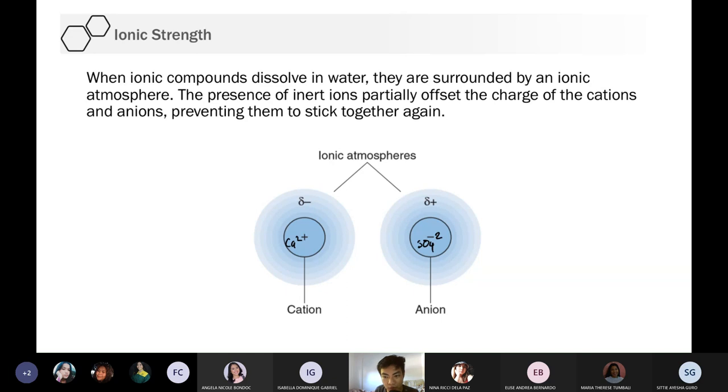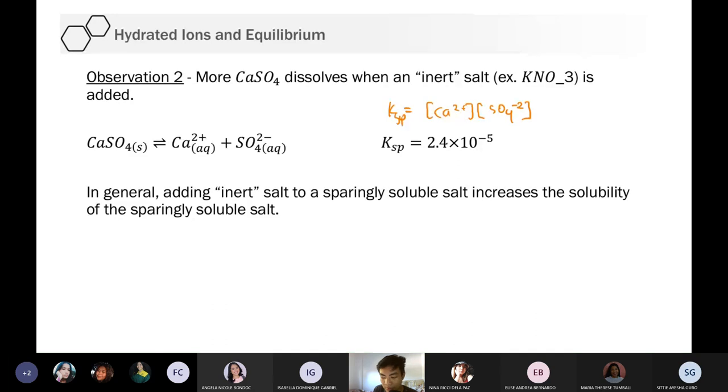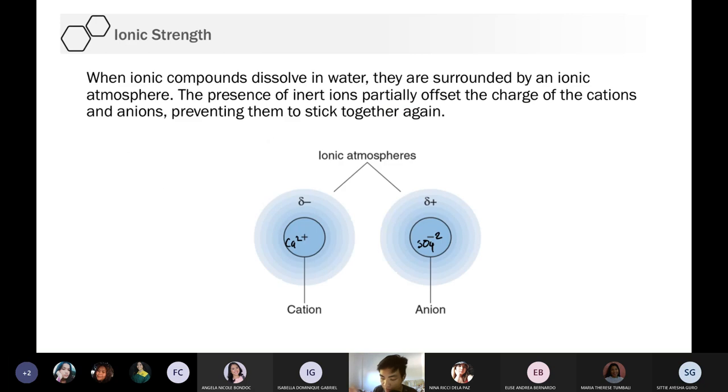Pero bakit sila naging more soluble when you add other species? Bakit sila naging more soluble nung naglagay tayo ng potassium nitrate? Sabi dito eh, ganito daw kasi nangyari, ganito observation. Suppose you add potassium nitrate ions, bali nagkaroon ka ng additional ions sa solution mo.